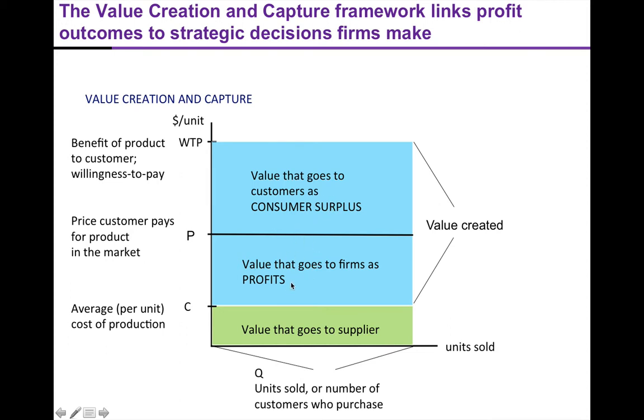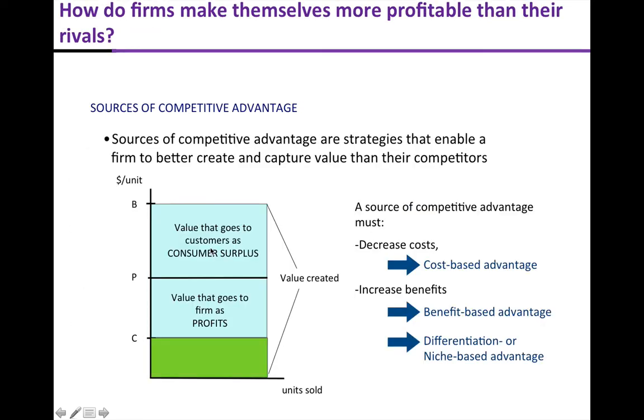and everything that is below that line goes to the firm as profits. Okay, so again, the blue area is the value created, and as long as price is above cost, the firm can capture some of that in terms of profits, and as long as price is somewhere below willingness to pay, the consumer gets some benefit from purchasing the product. Okay, so there is our framework here.